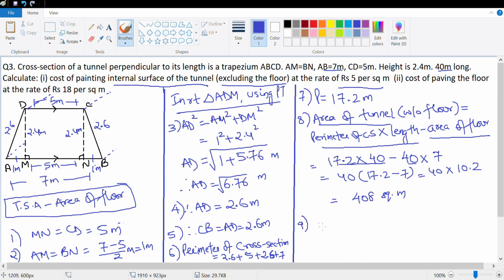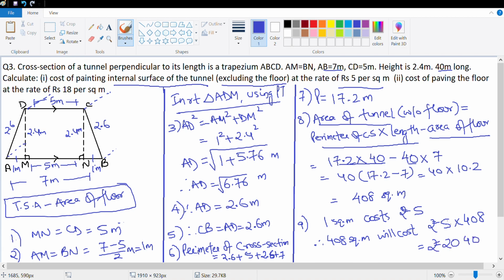Let's do the costing now. This is simple. 1 square meter costs rupees 5. Therefore, 408 square meter will cost rupees 5 into 408, which is rupees 2040. Yes, it will cost rupees 2040.